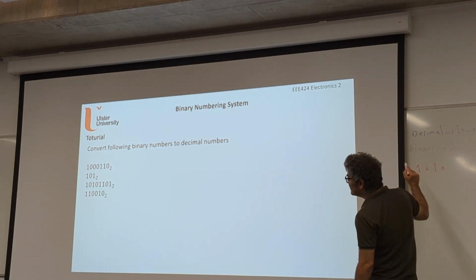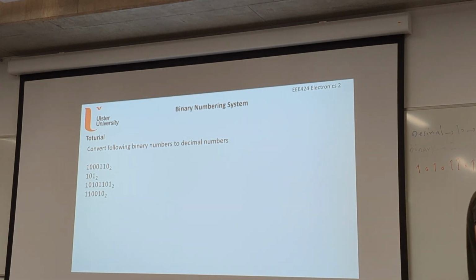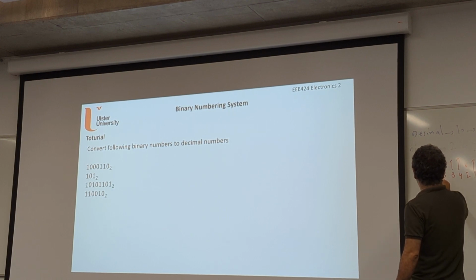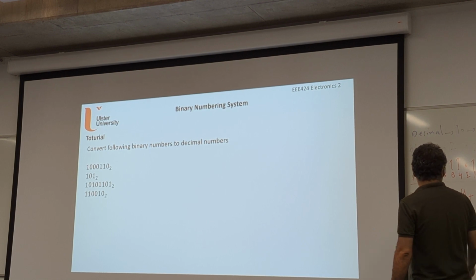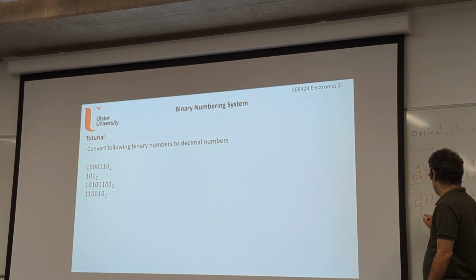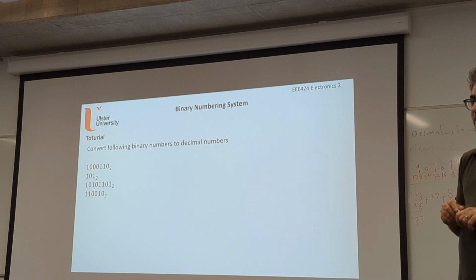1, 0, 1, 0, 1, 1, 0, 1. And you count with your mind only. 1, 2, 4, 8, 16, 32, 64, 128. Then we have 1 plus 4 plus 8 plus 32 plus 128. 5, 13, 45. Yes, 173. That's true? Yeah? Okay? Clear for all of you, or should I explain more? Clear?